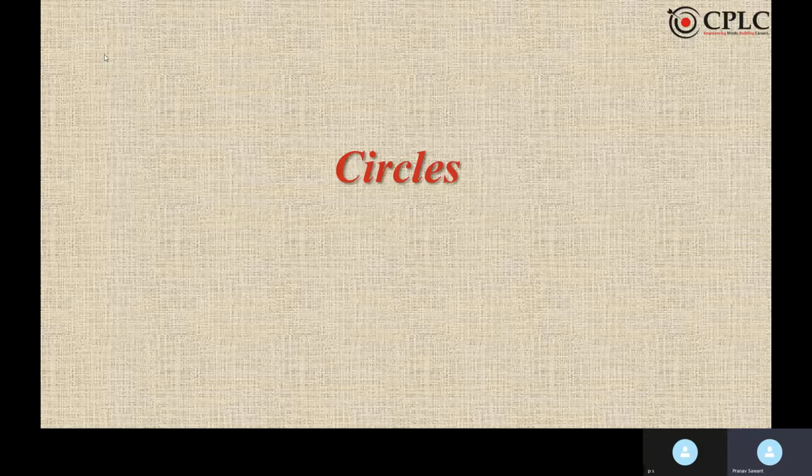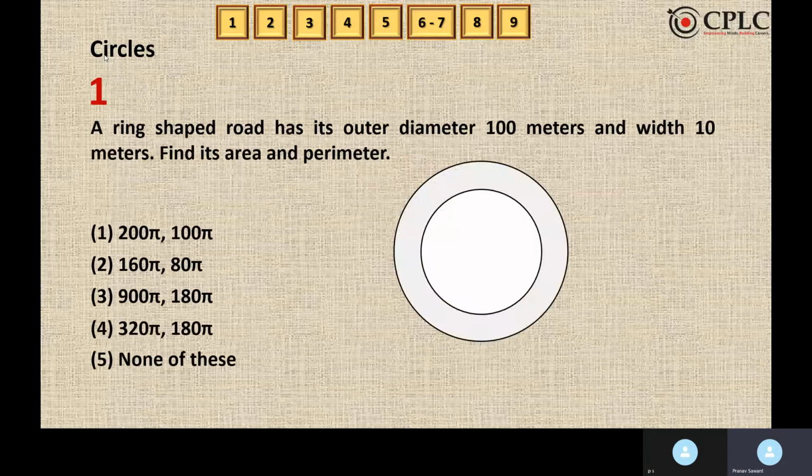Hi guys, so today we are going to solve some questions of circles. Let's move to the first question. A ring-shaped road has its outer diameter 100 meters and width 10 meters. Find its area and perimeter.